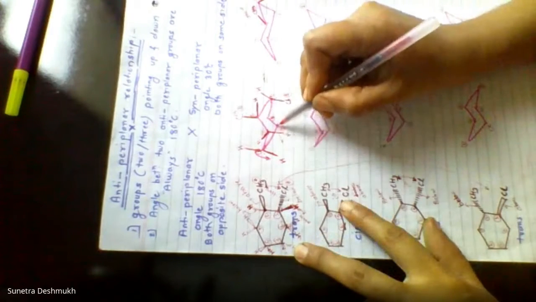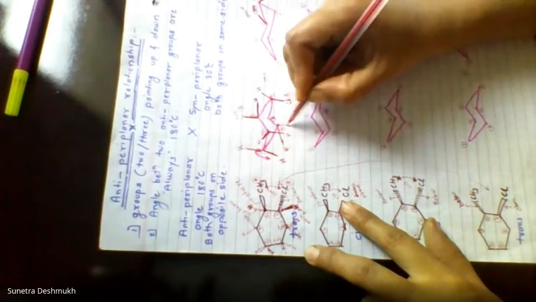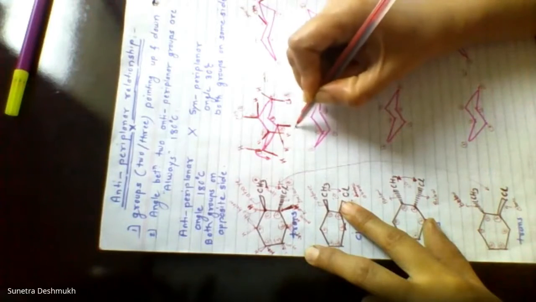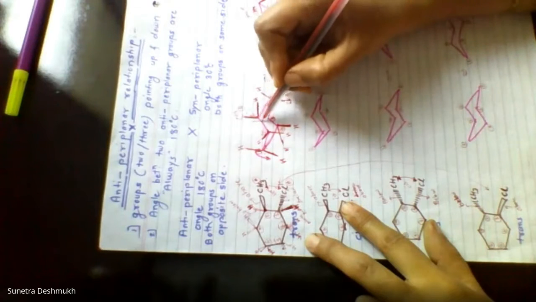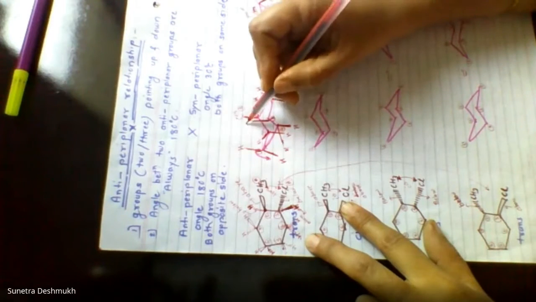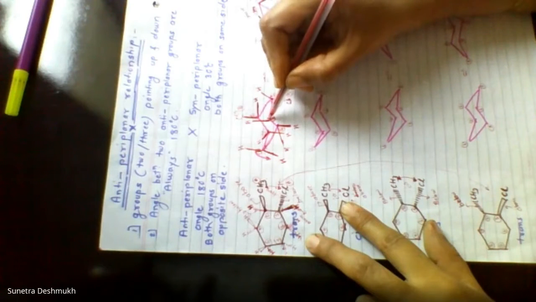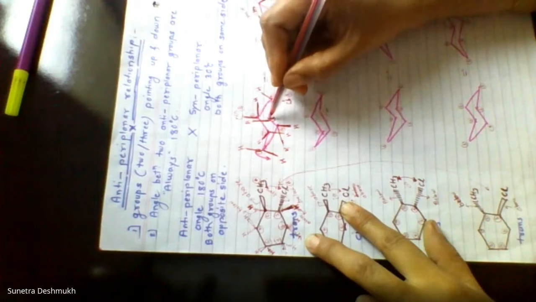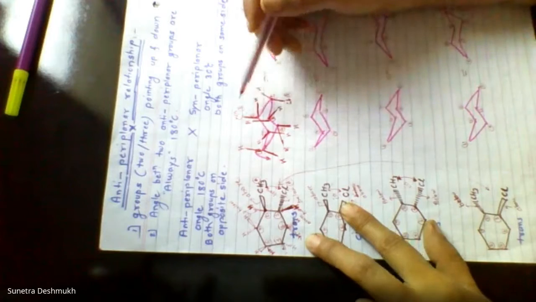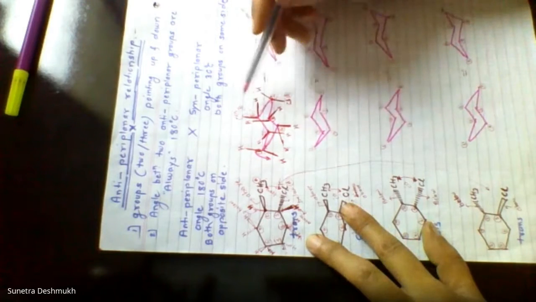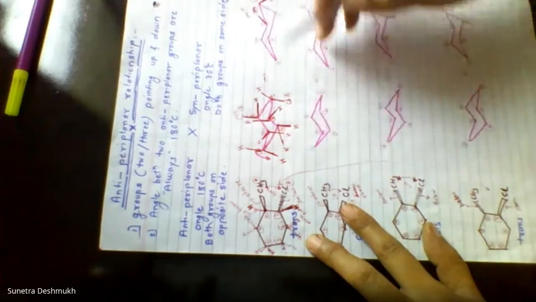At the fifth position now, above the plane. Above the plane means that will be pointing here, equatorial above the plane, and below the plane axial. Sixth position, remaining sixth position above the plane and below the plane. I am pointing below the plane parallel to this one, okay, below the plane. So in this way I have drawn all hydrogens present on this system.